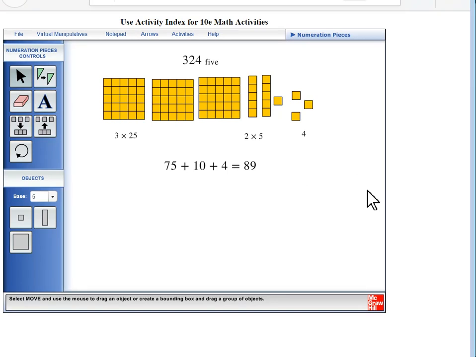So for example, if I want to determine the number of units in 3, 2, 4, base 5, I have 3 flats, 2 longs, and 4 units. That's 3 times 25 for the flats, 2 times 5 for the longs, and 4 for the 4 units. I can add those up. 3 times 25 is 75, plus 10, plus 4, and get 89.